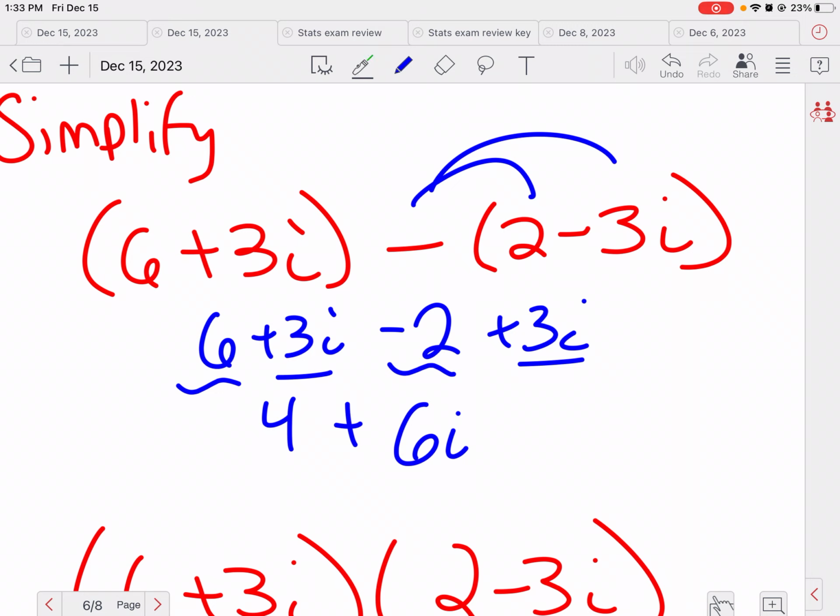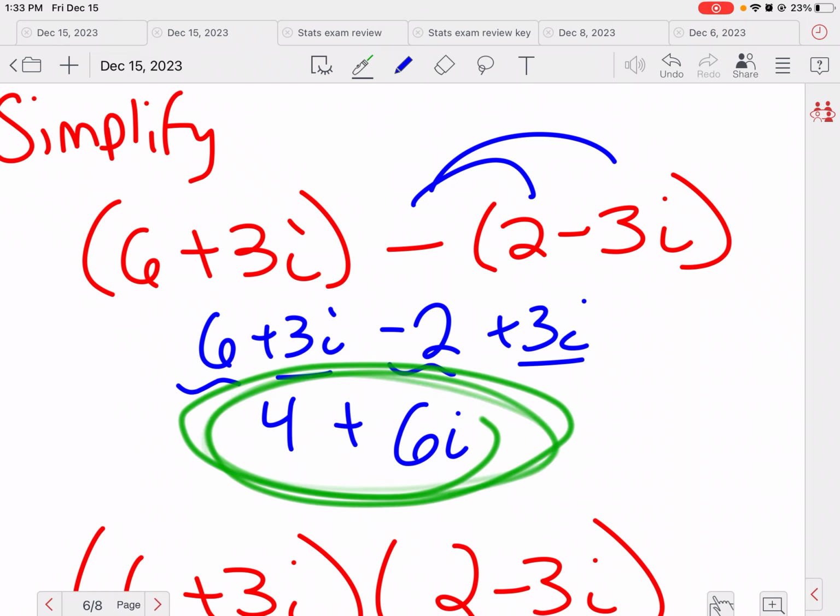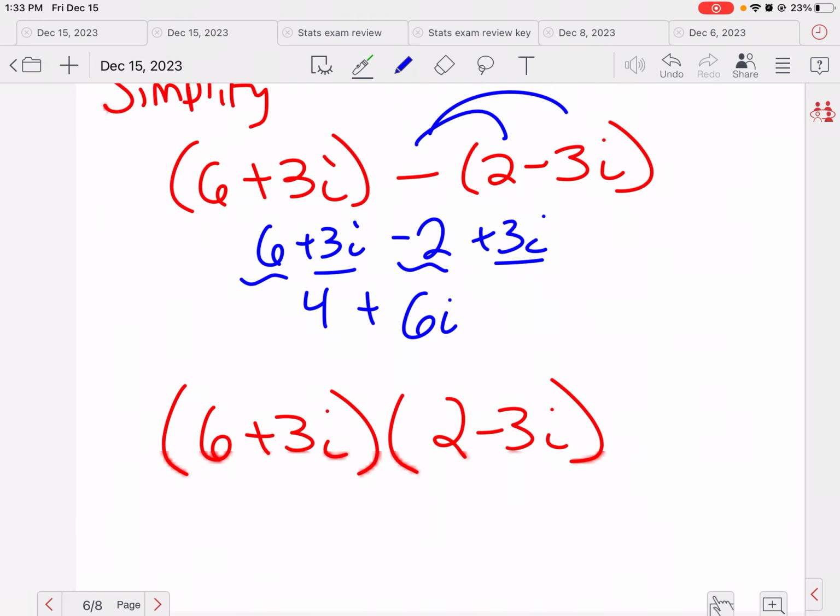Remember that the i likes to go in back, even though usually we put variables at the front. It's not a variable, it's an imaginary number. So it's a plus bi, okay? So be careful about that.